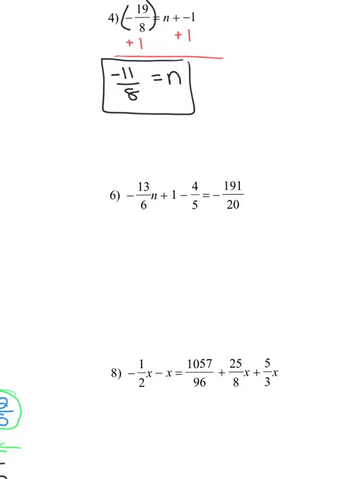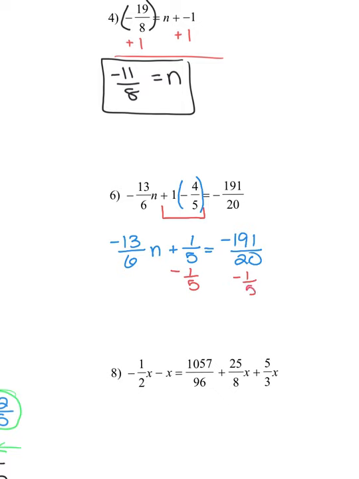If we look at number 6, again, the first thing that maybe we want to do is combine like terms. Here's a whole number and here's a whole number. In the calculator, do 1 minus parentheses 4 divided by 5. Then I'm left with negative 13/6n plus 1 divided by 5, 1/5 equals negative 191/20.